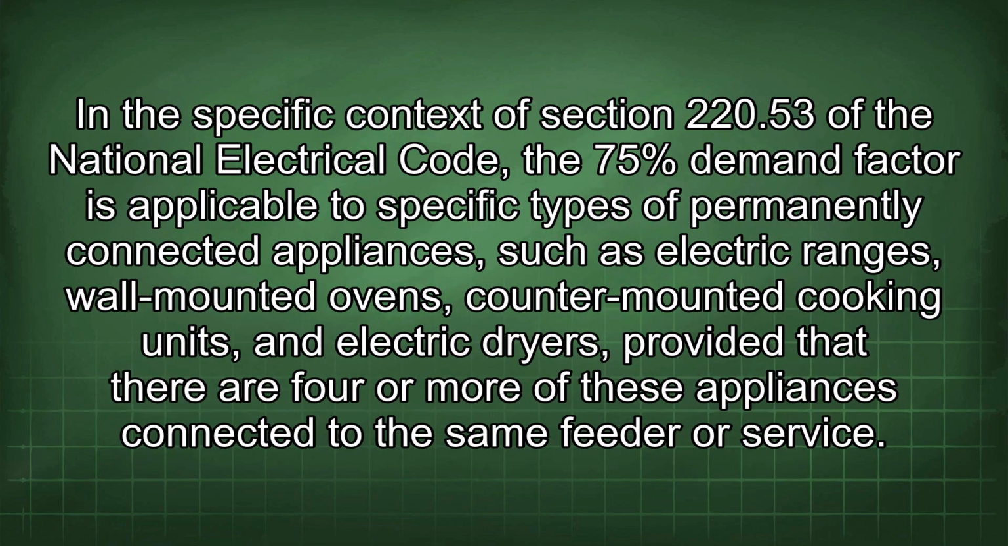In the specific context of Section 220.53 of the National Electrical Code, the 75% demand factor is applicable to specific types of permanently connected appliances, such as electric ranges, wall-mounted ovens, counter-mounted cooking units, and electric dryers, provided that there are 4 or more of these appliances connected to the same feeder or service.